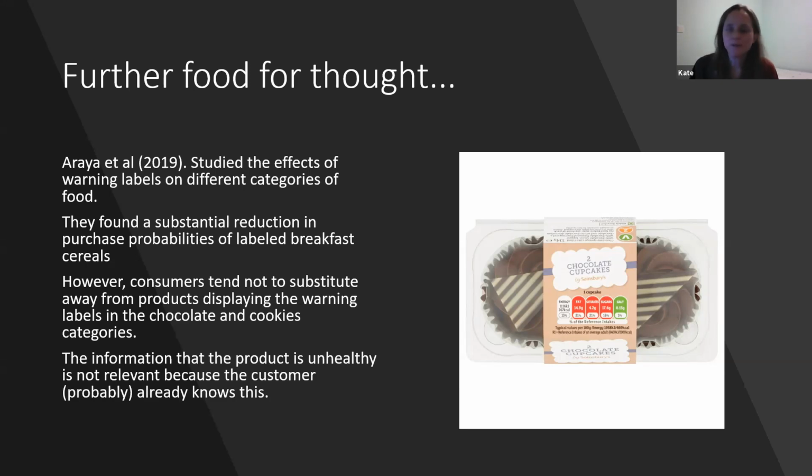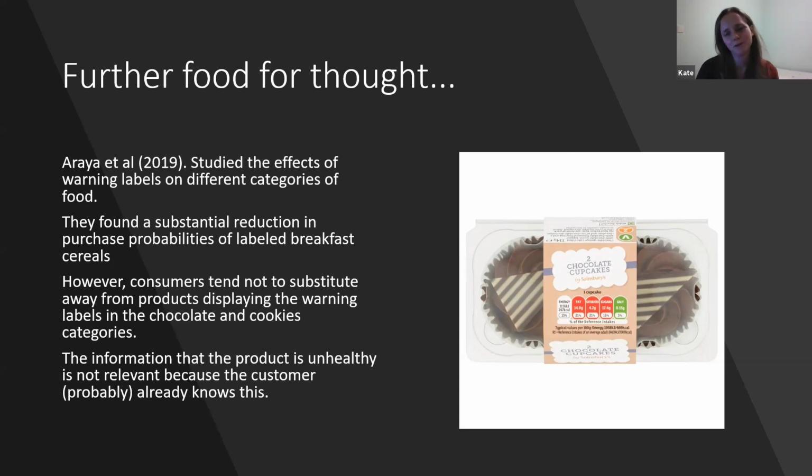You already know that chocolate cake, cookies, chocolate is unhealthy. So the warning isn't relevant. The information that the product is unhealthy is not relevant because the customer already knows this. It's not changing our beliefs. We've picked it up with the knowledge that it's unhealthy. So one size doesn't necessarily fit all if we're going to try and change consumer behavior.